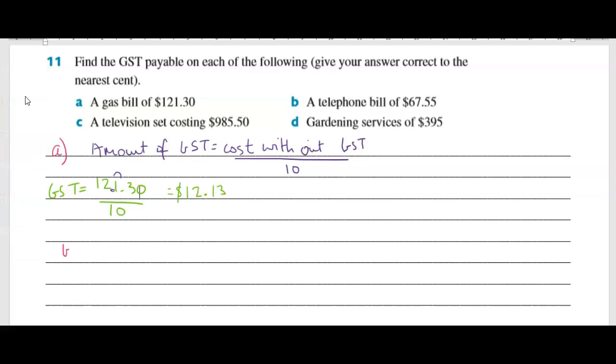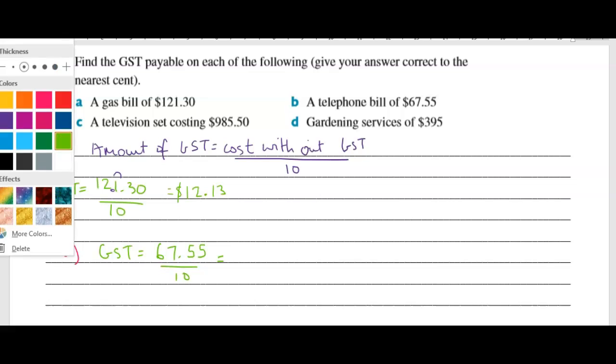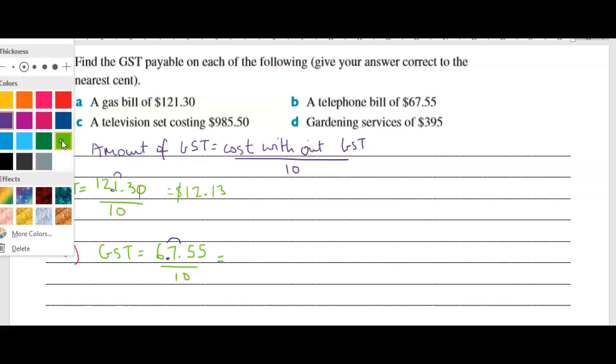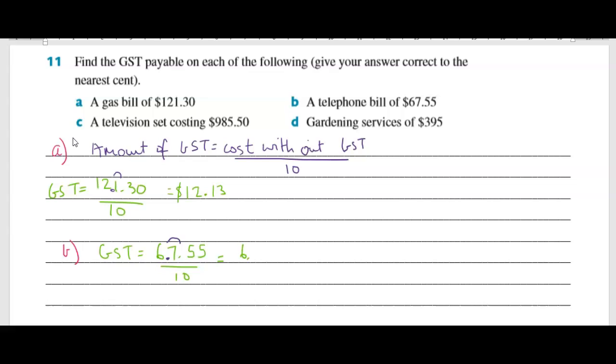So let's move on to question B. The telephone bill is $67.55 divided by 10. Remember, you can just move your decimal point, but if you aren't confident in doing that, you can just put it into your calculator. So we get $6.755. We don't usually leave cents like that, so we have to round up to $6.76.